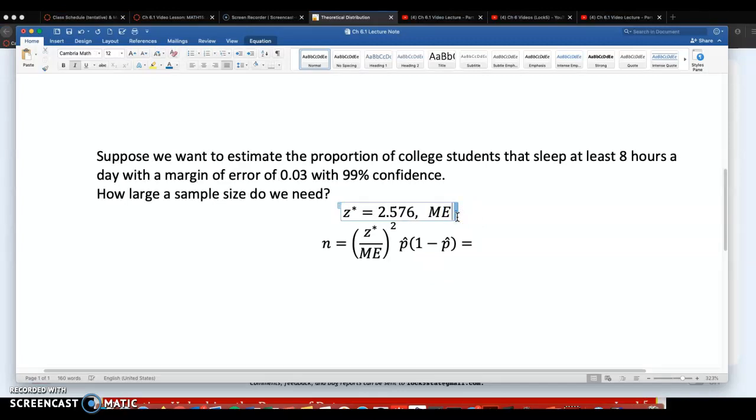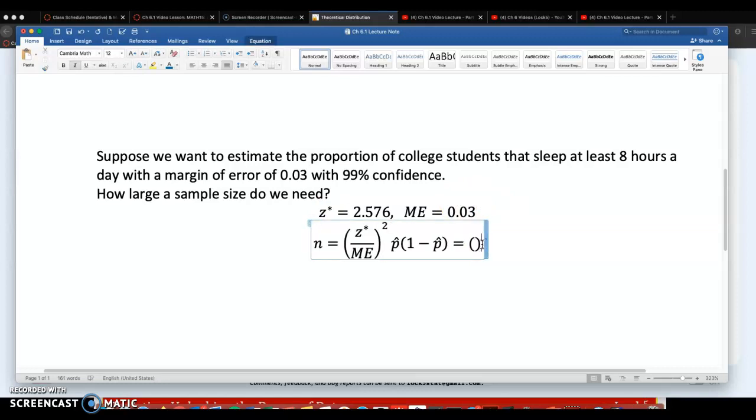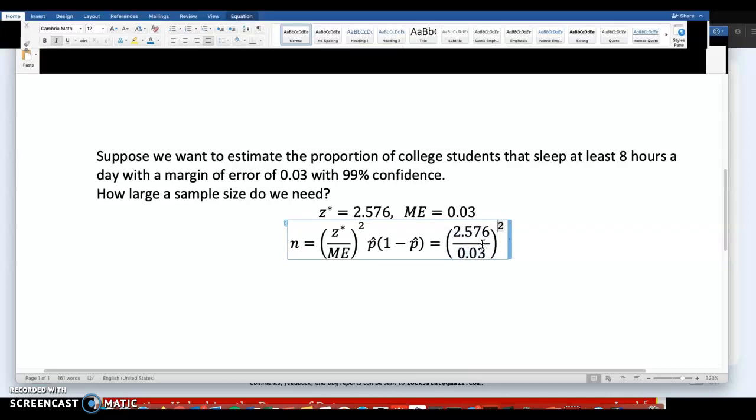And we're given that the margin of error is 0.03. So we go to this formula. I'm going to take that Z star, 2.576, over the margin of error, 0.03, and square it.